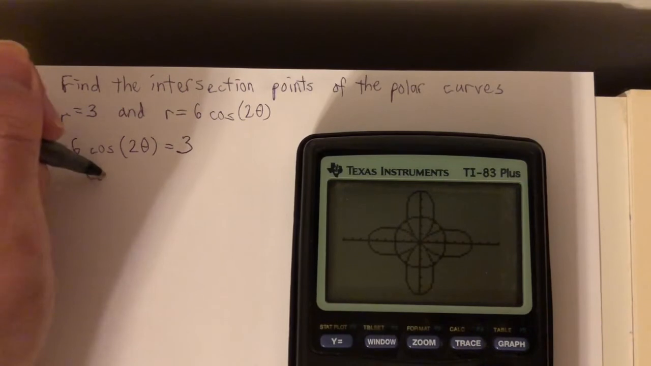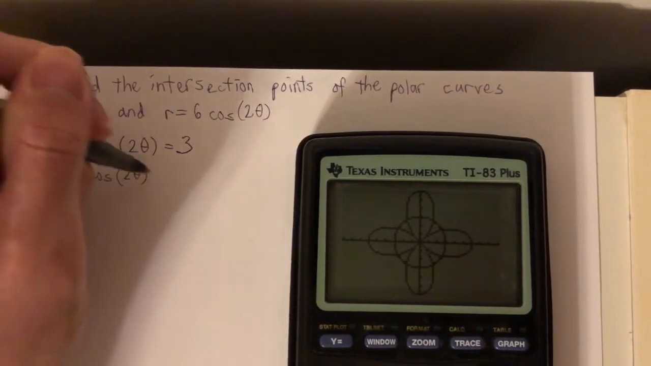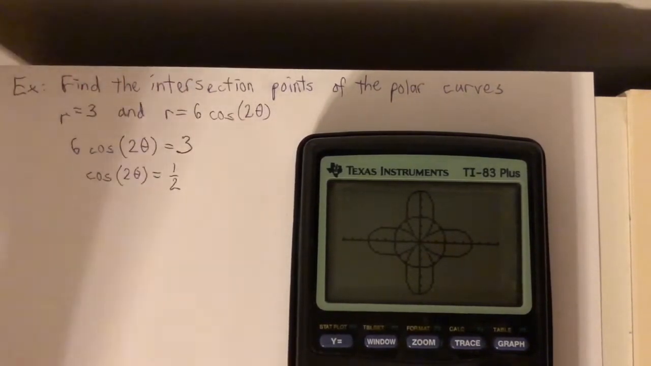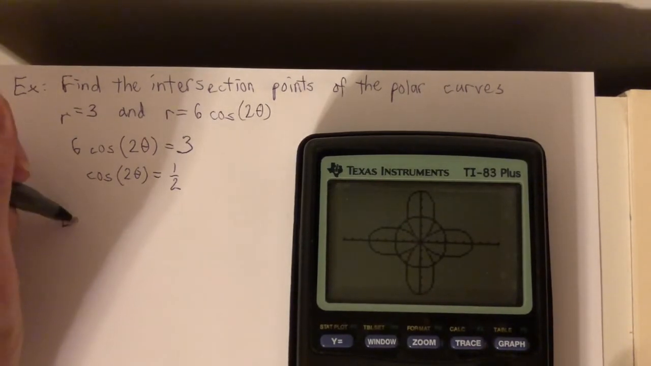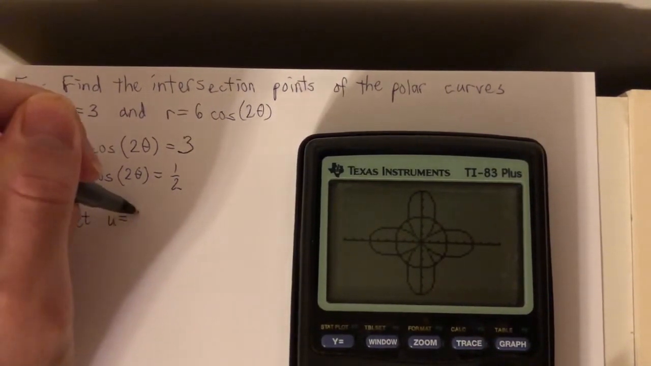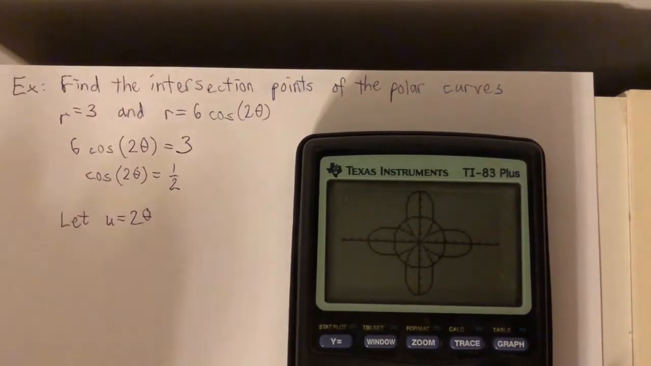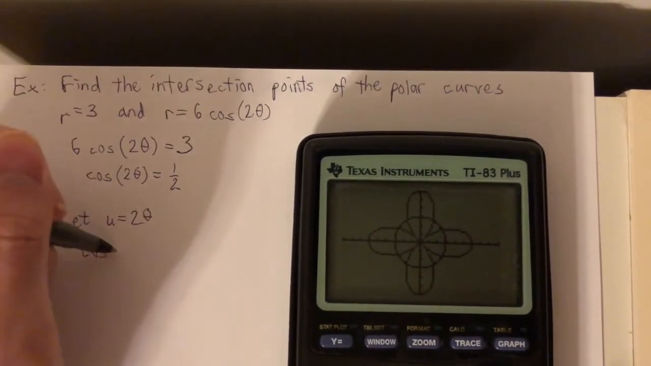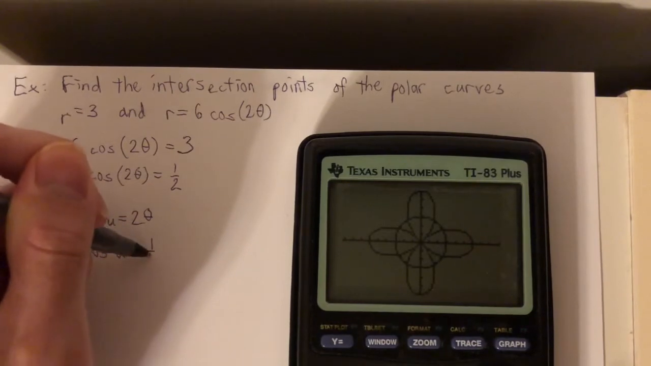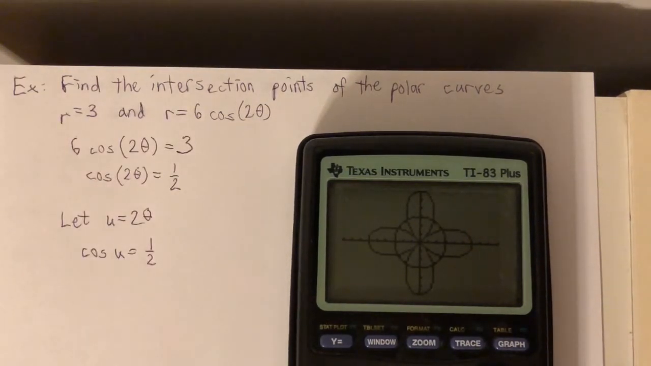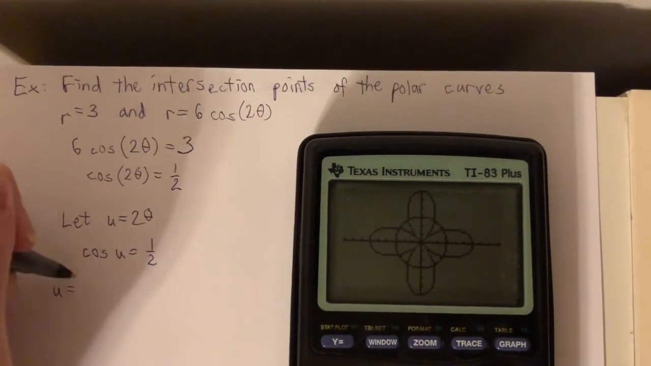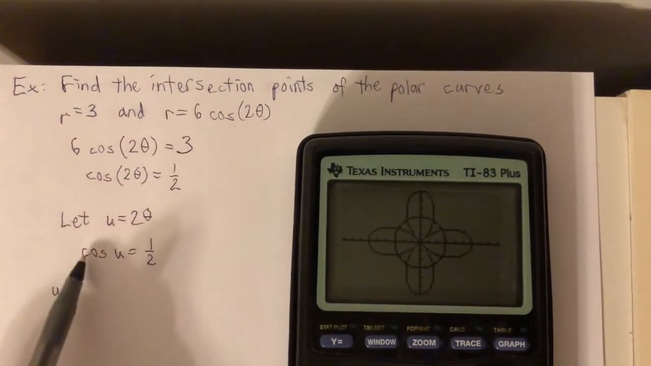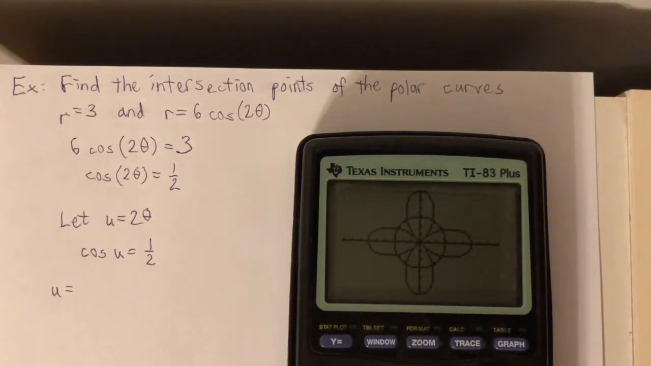So we get the cosine of 2 theta equals a half. And this is one of those problems we did back in chapter 10 where we say, okay, let u be 2 theta. So then we're solving cosine of u equals a half. So that tells me that there are 2 possible solutions for u. Since cosine's positive, we're in the first or the fourth quadrant.